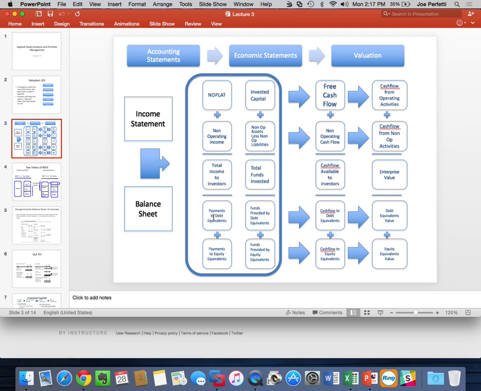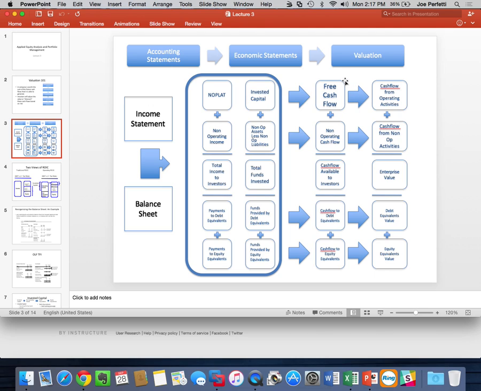It's going to equal the debt payments off the income statement minus the change in debt on the balance sheet. That's the cash flow to the debt holders. It's going to be the dividends to the shareholders, change in equity, either an increase or decrease in stock on the balance sheet. That'll be the cash flow available to the equity holders.